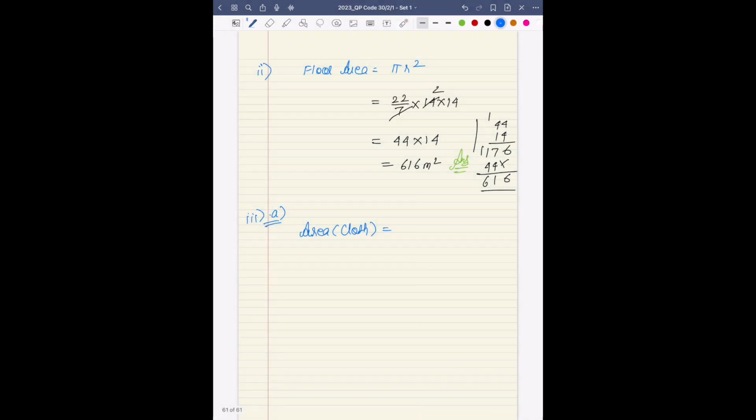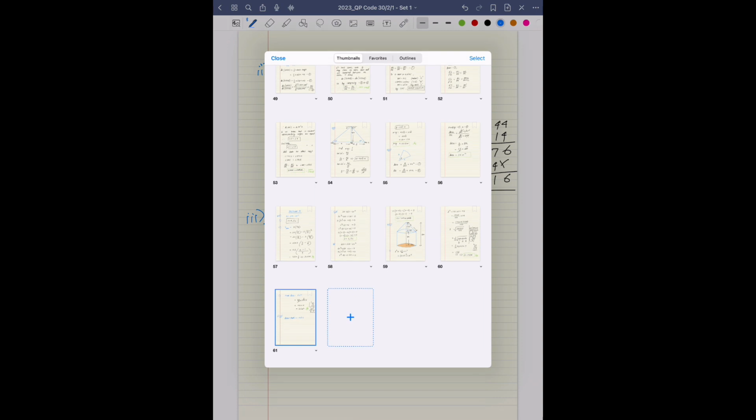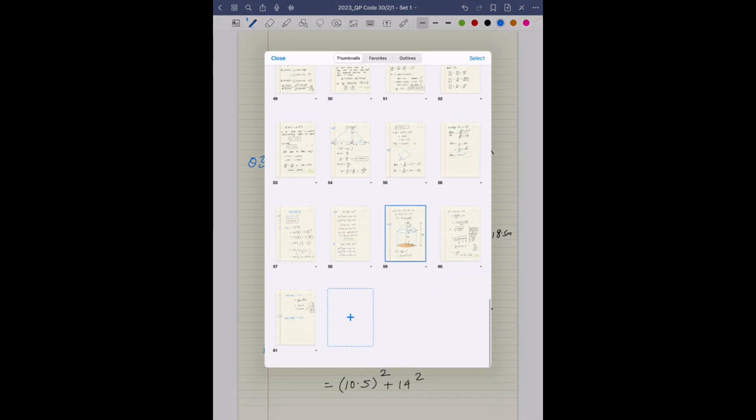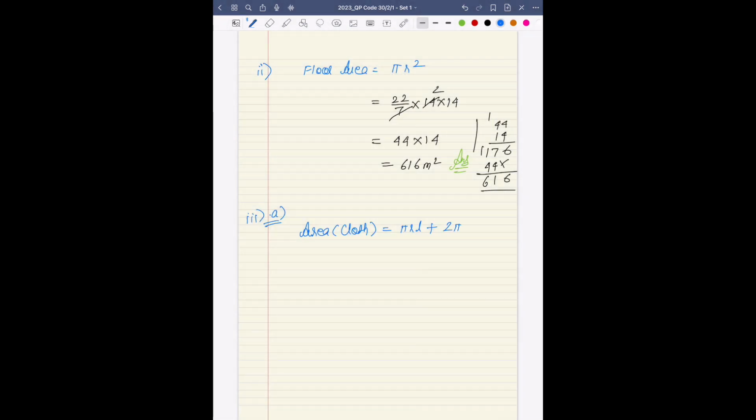So pi r l plus. Now where else do we have the cloth? You don't have the cloth here. This is open. Even this is the floor, or you can say carpet area. So it's nothing but the curved surface area of the cylinder, which is how much? 2 pi r h, where h is the height of the cylinder, not the cone. Okay, cool. Now let's substitute the values.